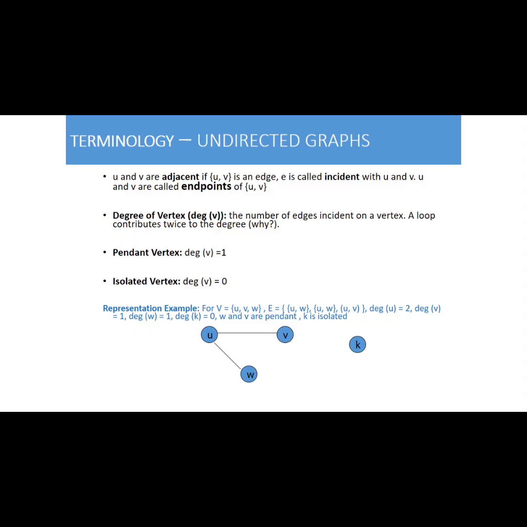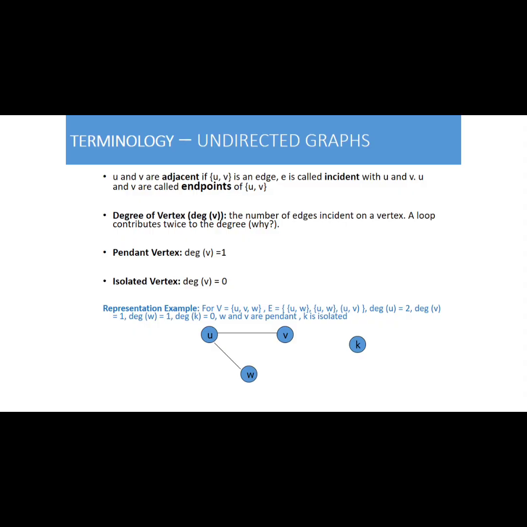Next, degree of a vertex. It is the number of edges incident on a vertex. How many edges are incident on a particular vertex, that count is called the degree of the vertex. Suppose there is a loop. A vertex having a loop is given a count of 2 for the loop. Pendant vertex. You know the pendant vertex? It has a degree of 1 only.